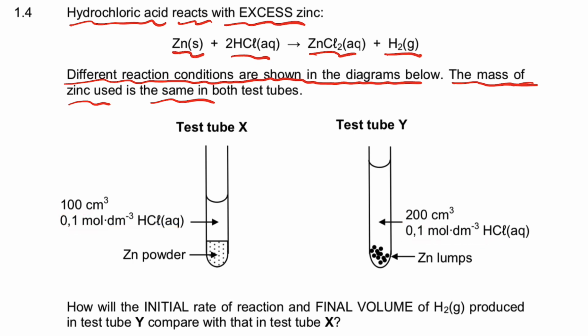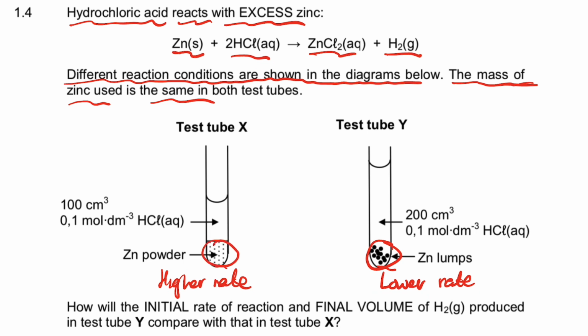So if you look at these ones, due to the state of division, this one is going to have a higher reaction rate, and this one will have a lower reaction rate due to the surface area, right?